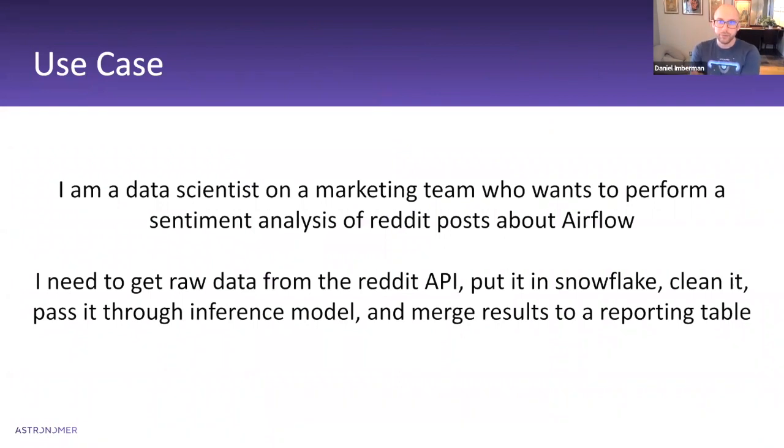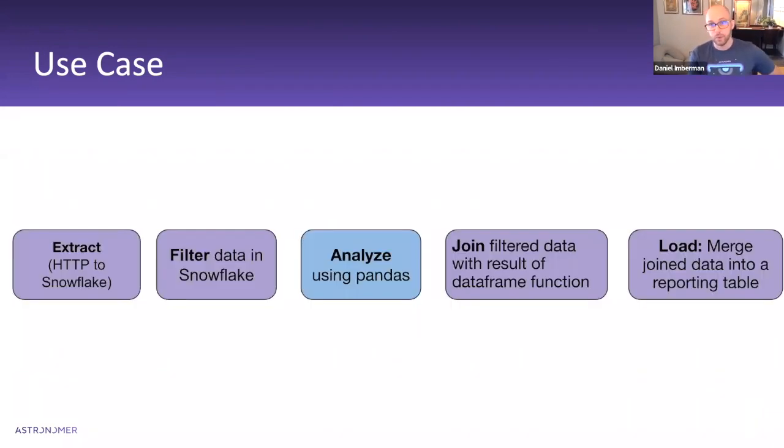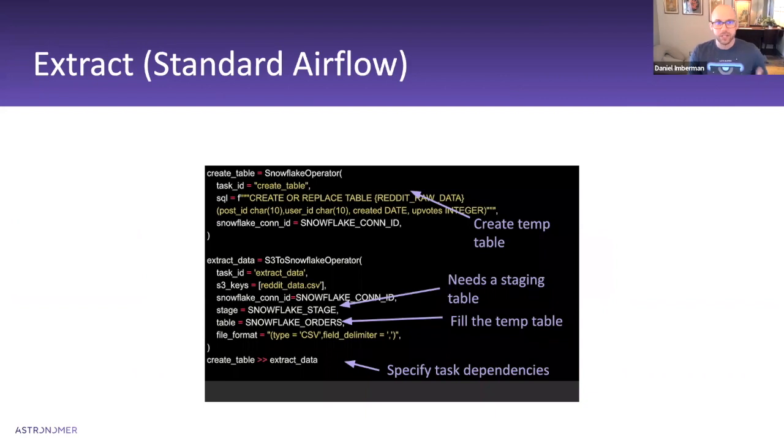So to go through what this looks like, we wrote up a use case. The use case is: I am a data scientist on a marketing team who wants to perform a sentiment analysis of Reddit posts about Airflow. I need to get raw data from the Reddit API, put it into Snowflake, clean it, pass it through an inference model, and then merge the results to a reporting table. As you can see, this is a pretty straightforward linear pipeline. All of this still works if you want to do multiple inheritance and parallel processing, but to start out, why don't we just start pretty linear? So extract, filter, analyze, join, and load. Let's start with the extract.